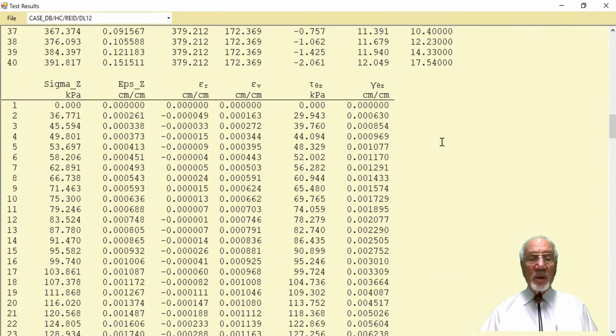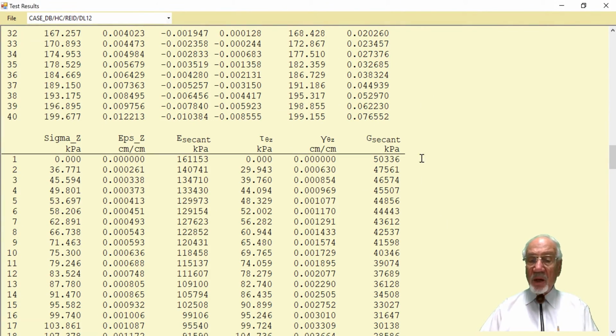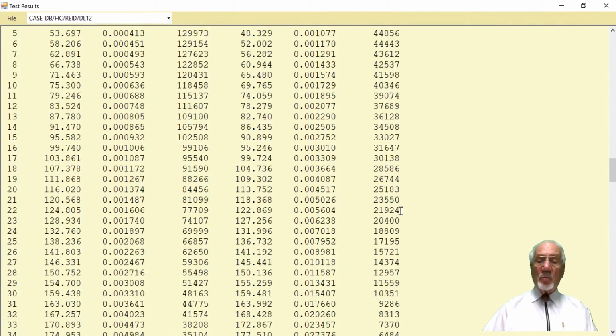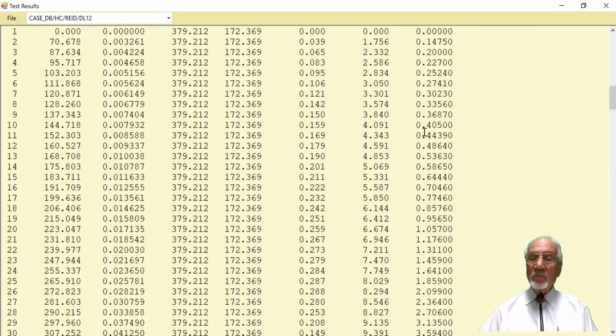This is the volume change, the torque that is applied, and the angle of rotation. With this data, everything else has been calculated. Sigma z, epsilon r, tau theta z is the shear stress, gamma theta z is the shear strain. And all those variables are defined in the manual, but they are the normal ones that are used in soil mechanics.